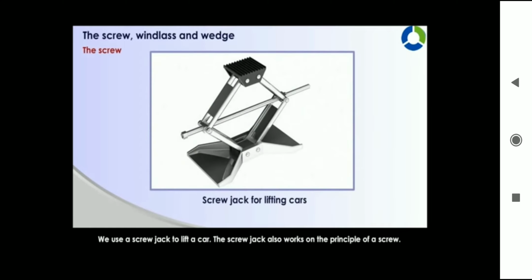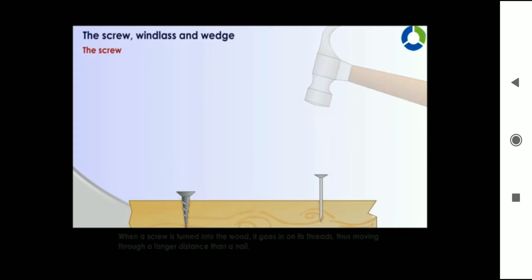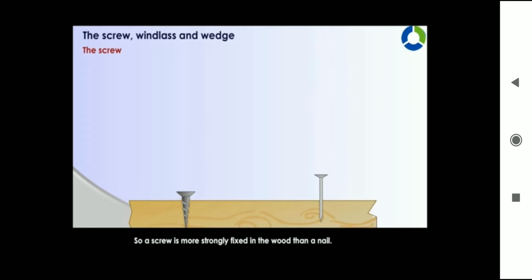We use a screw jack to lift a car. The screw jack also works on the principle of a screw. When a screw is turned into the wood, it goes in on its threads, thus moving through a longer distance than a nail. So, a screw is more strongly fixed in the wood than a nail.